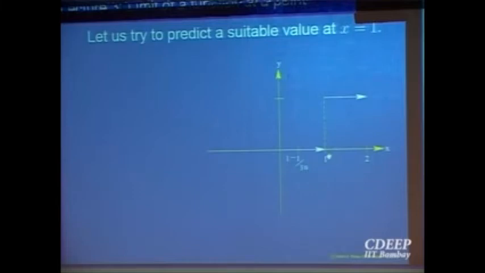So for this case, let me take a sequence cn which is 1 minus 1 by 3n. So as n goes to infinity, what is happening? That 1 by 3n is going to 0. So the sequence cn is converging to the point 1 where we want to predict a suitable value. But keep in mind, these cn's are all on the left side of 1.